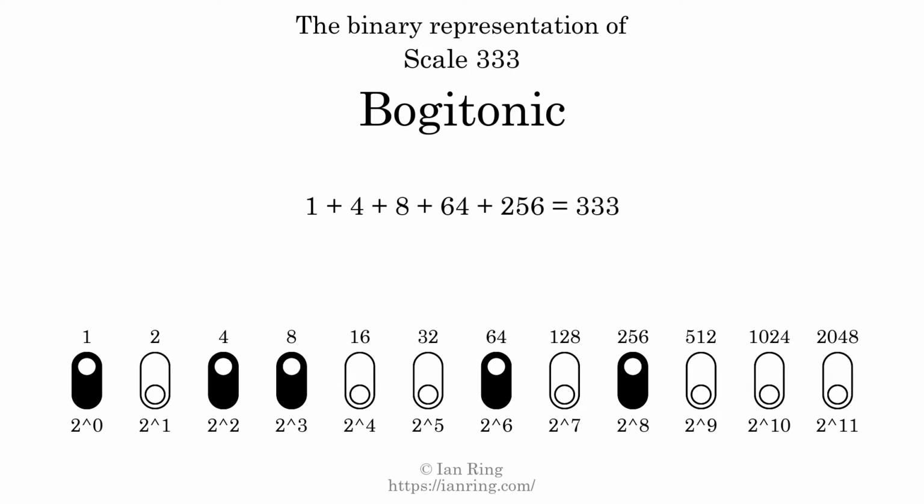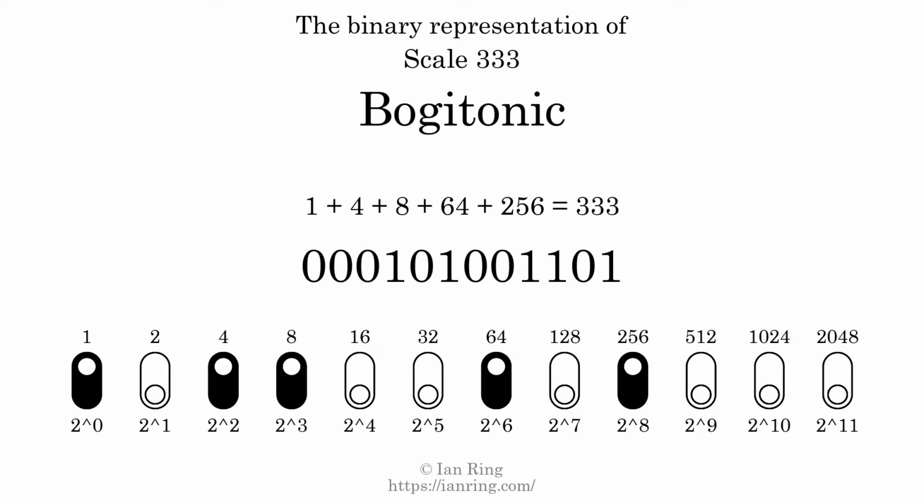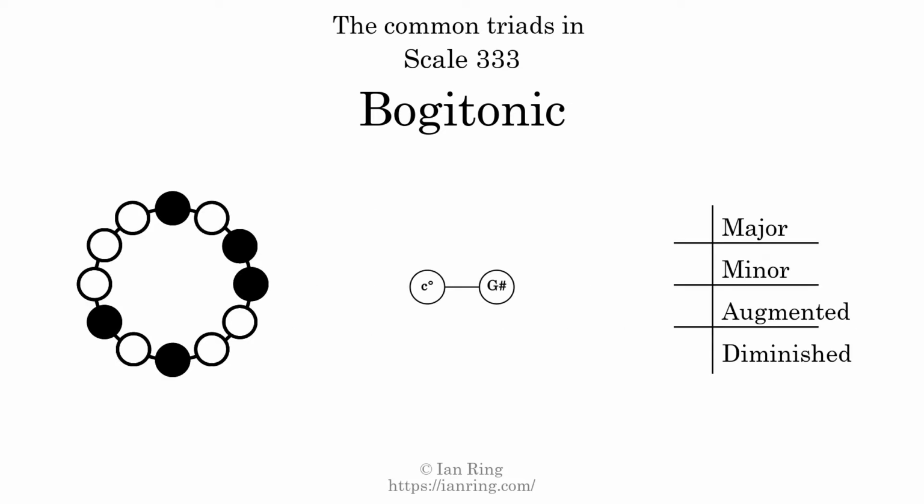The scale number not only enumerates the scale with a unique index, but it also literally describes the tonal content of the scale. Represented as a binary number in base 2, the scale number is 0001010011101. Here are the common triads present in this scale.